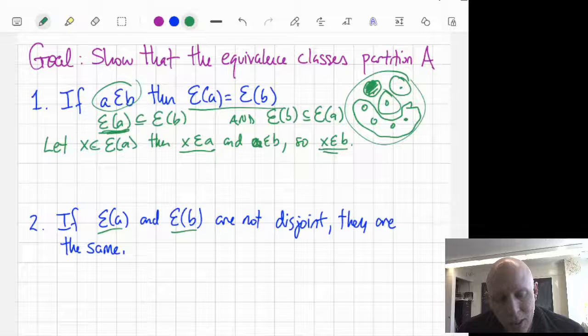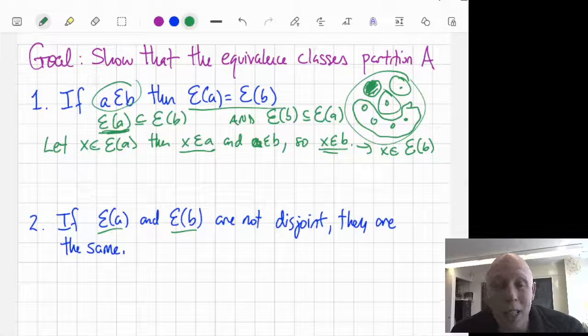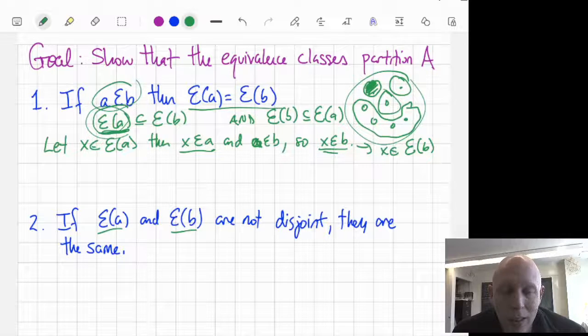And if X is equivalent to B, then that means that X is in the equivalence class of B. So that's great. Now we know that anything that's in the equivalence class of A is also in the equivalence class of B. So the equivalence class of A is a subset of the equivalence class of B. The argument works just fine the other way.